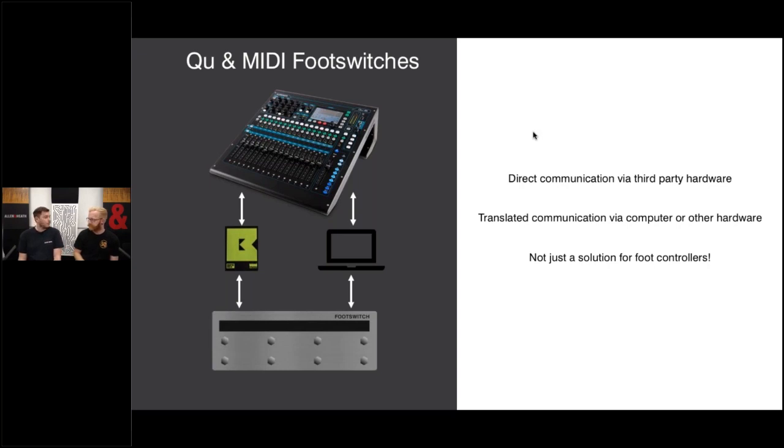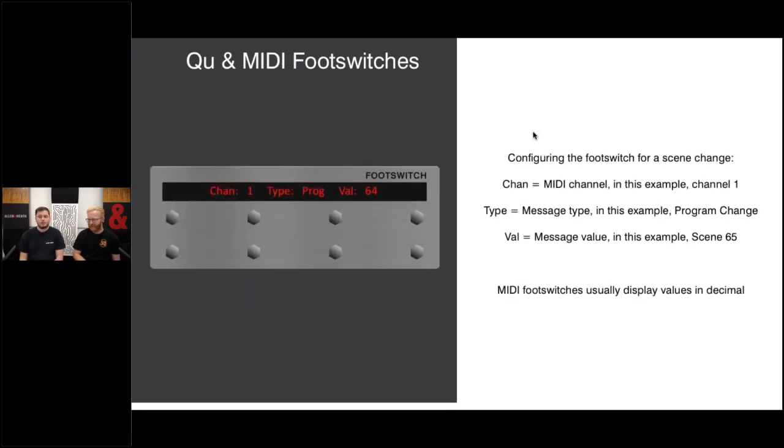Cool. So let's have a look at some examples. In this one, I've done a scene change, so it'd be a program change. I've displayed it in decimal, because quite often MIDI footswitches will be displayed in decimal. So we're selecting MIDI channel 1. The type is program change, and the value is 64, so that will actually be recalling scene 65 because we're displaying in decimal. If it was hexadecimal, you'd see the hexadecimal equivalent of that value.